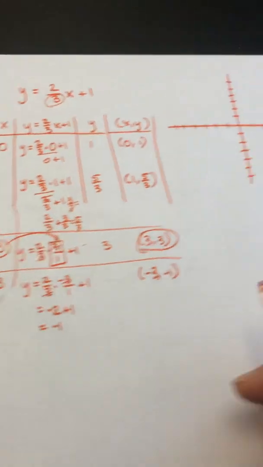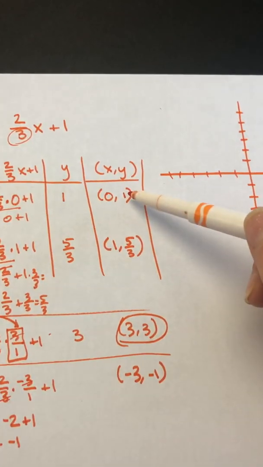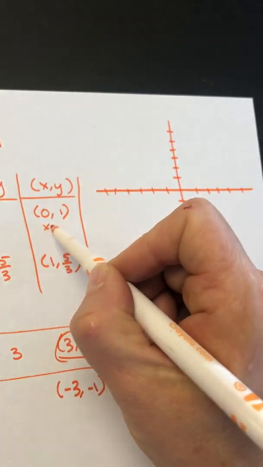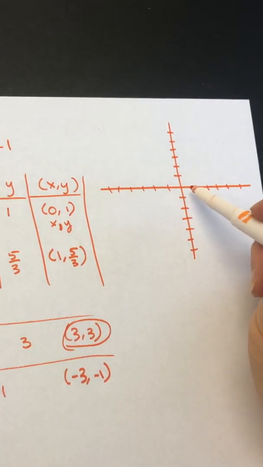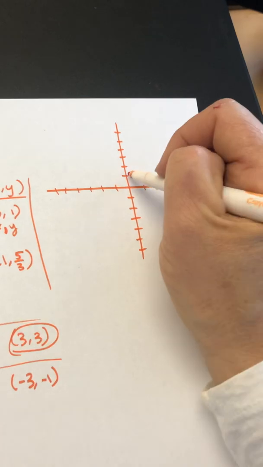So now when I go to plot these points, I say, hey, okay, 0, 1. Again, I know that's my x value and that's my y value. So I don't go right or left because it's 0, but I do go up 1 and I plot a point.